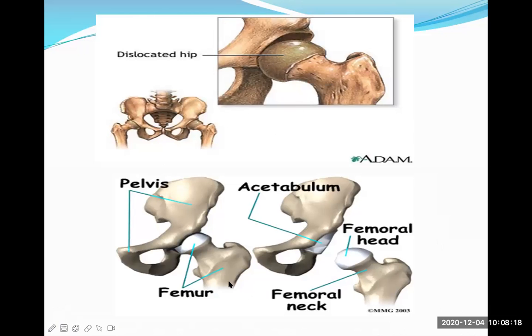These are different schematic diagrams which will make you understand easily. This is the hip joint, dislocated hip. See, this is the femoral head and the acetabulum, and the femoral head is coming out of the acetabular cavity completely. Then only we call it dislocation. If a bit of it is still attached there, we call it subluxation.